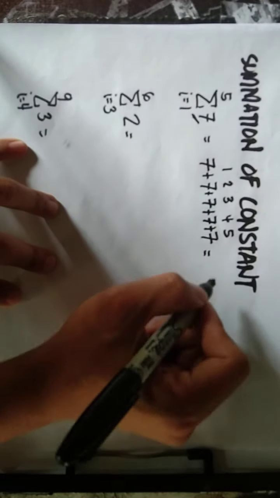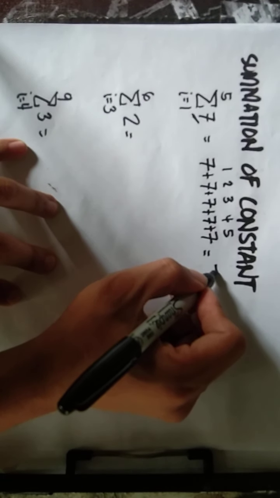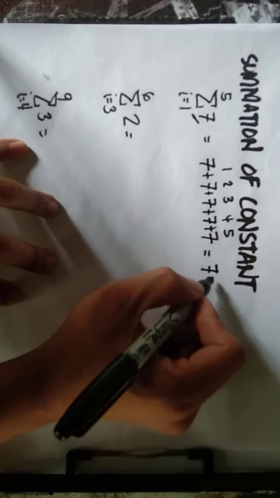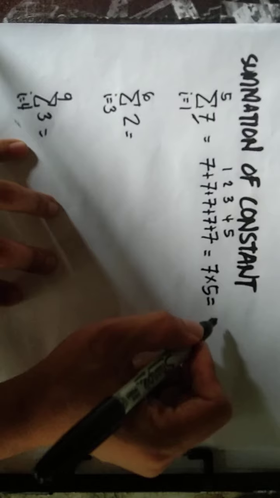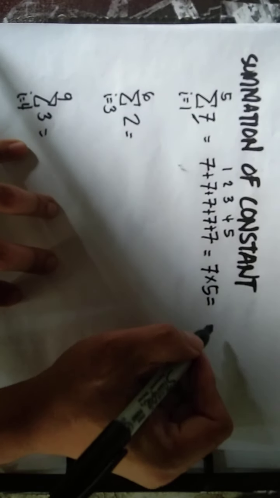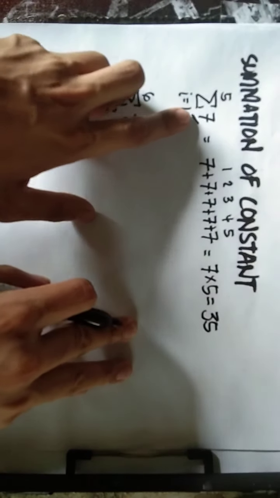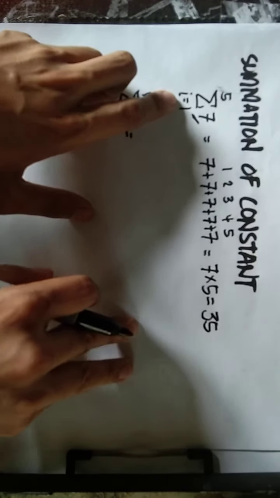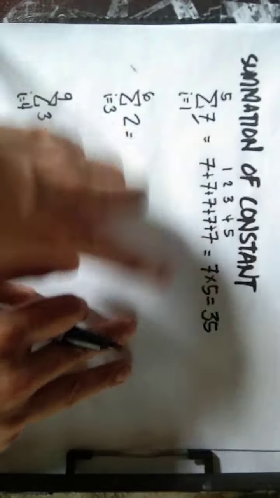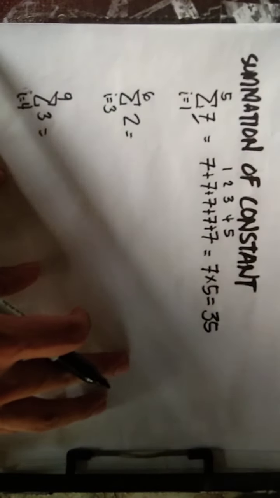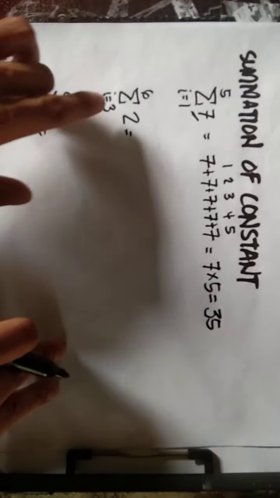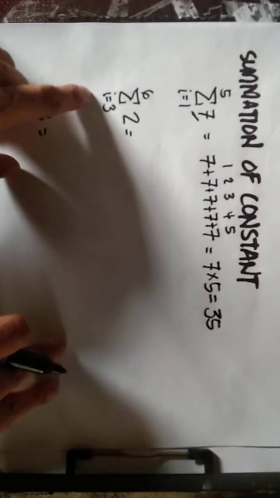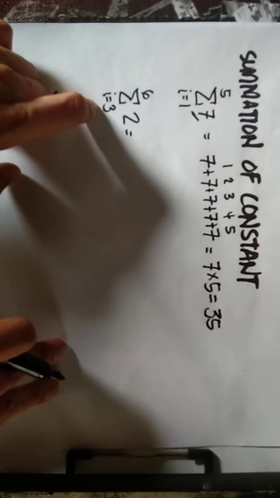And that is 7 times 5. And that is equal to, ilan bang 7 times 5? That is 35. So, the summation of 7 when i is equal to 1 up to 5 is equal to 35. How about example number 2? We have the summation of 2 when i is equal to 3 to 6.